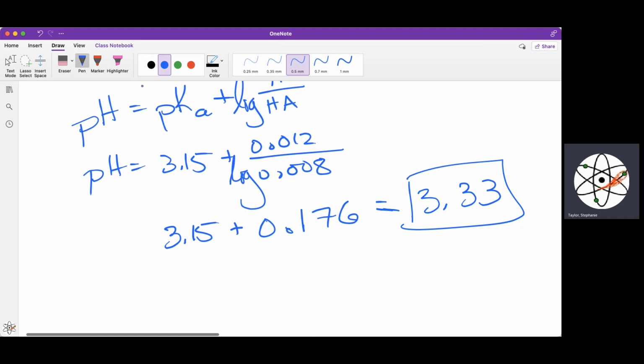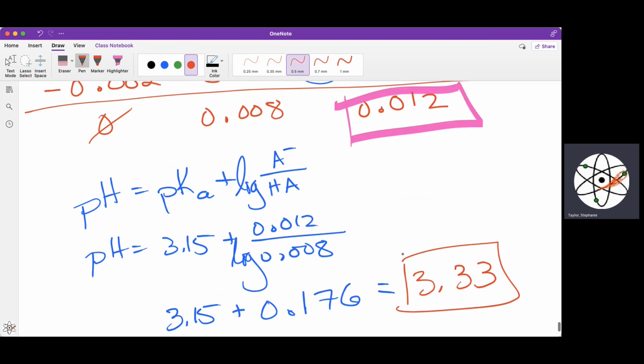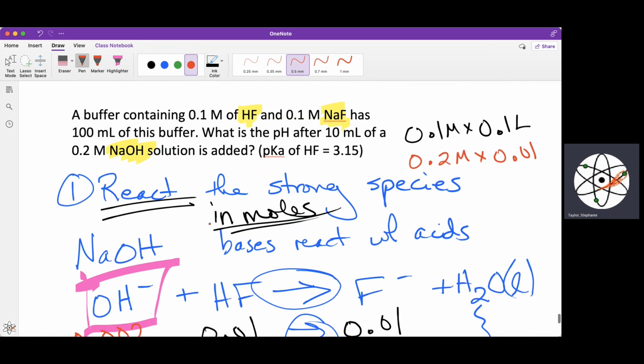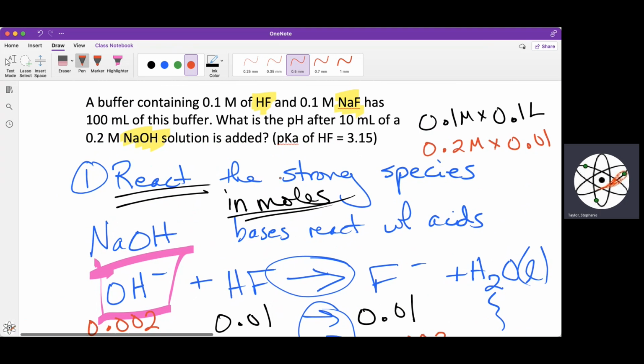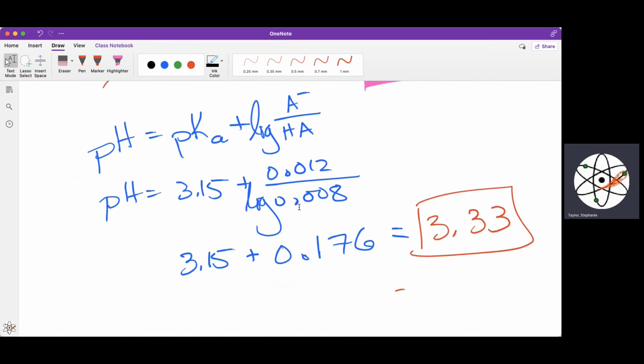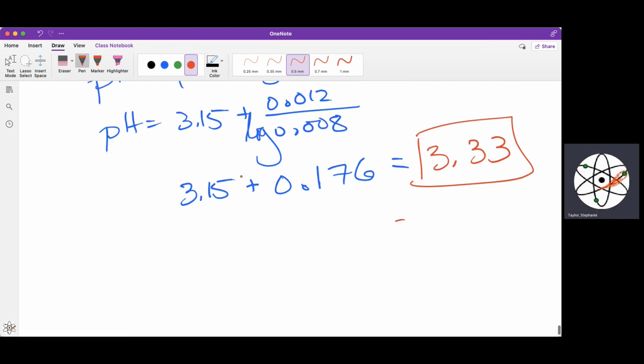Again, usually most folks have issues setting everything up in the beginning. Typically the beginning portion, where we were trying to figure out what things react with what, is the difficult part because you have to come up with the equation on your own. So my recommendation is to focus on the strong species because the strong species has to react in moles, and that's going to be your first step. That's what you should look for and focus on. Then from there, you can go back to molarity for this ratio, but you don't have to.